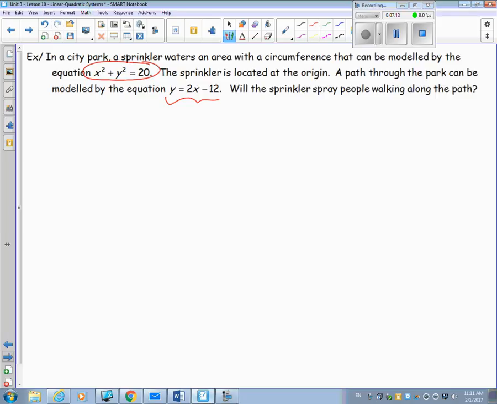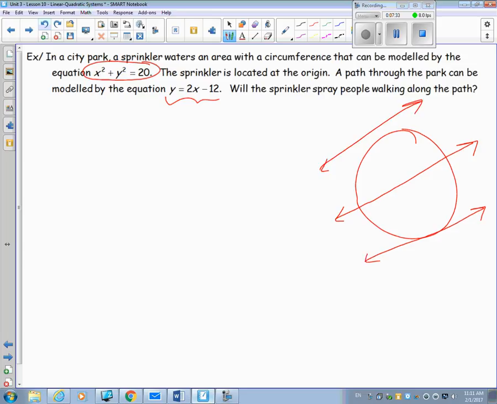And I want to know, will the sprinkler spray people walking along the path? In other words, does my circle, let's pretend it's a circle, it looks more like an oval, right? My circle, does my path go through the circle so people get wet? Does it just touch the circle so they might get just a tiny bit wet? Or does it miss the circle and they don't get wet at all? Can this be solved, in other words? Are there POIs?